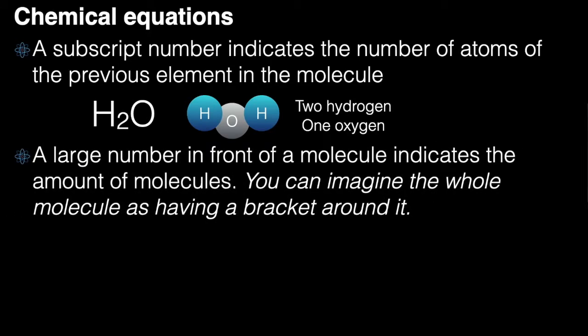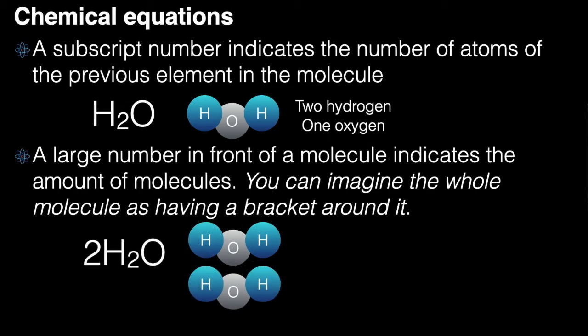If we put a large number in front of the molecule, it indicates the amount of molecules. So you can kind of imagine this as if we had a bracket around the whole molecule. So 2H2O means that we have 2 of these molecules. So in this case, if I wrote 2H2O, there are now 4 hydrogen and 2 oxygen.